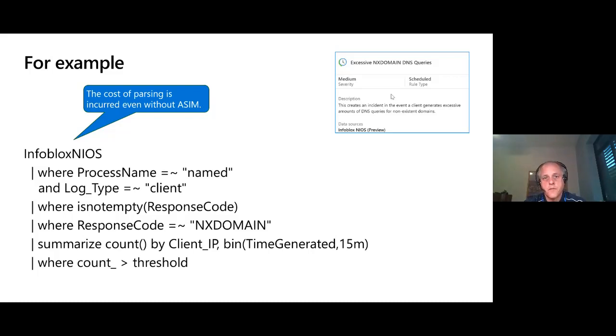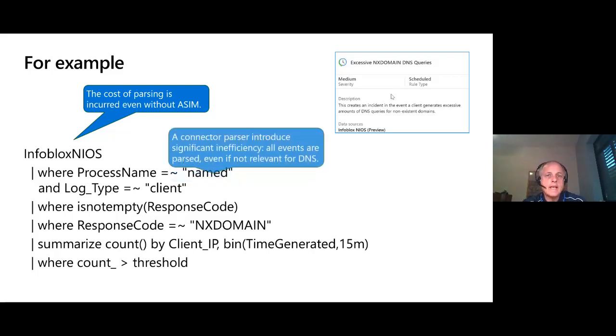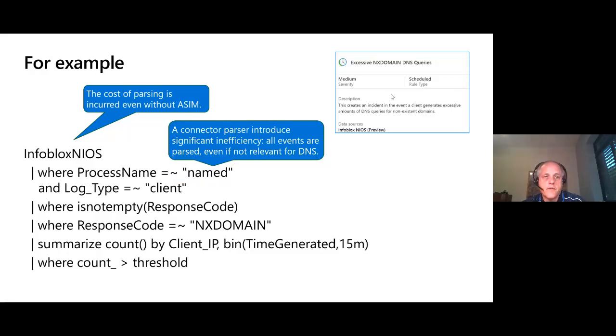That's the major cost. As a connector parser, the function Infoblox NIOS tries to parse any event that Infoblox will send. The only problem is that most rules or queries actually look for a specific type. So we just parsed all the DNS events in the system, and immediately after that we filter only the events relevant for our query, in this case only the DNS query events. So we wasted a lot of time.